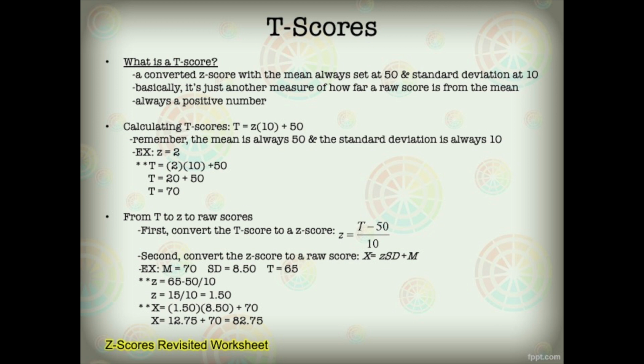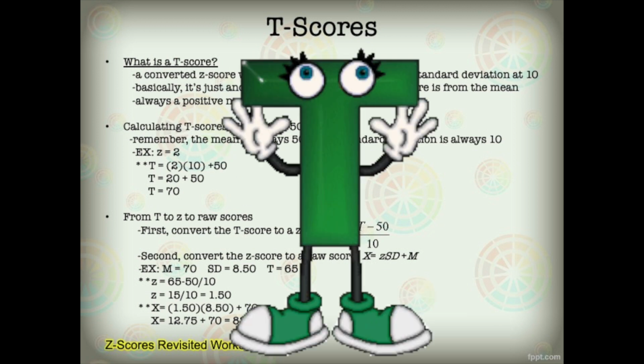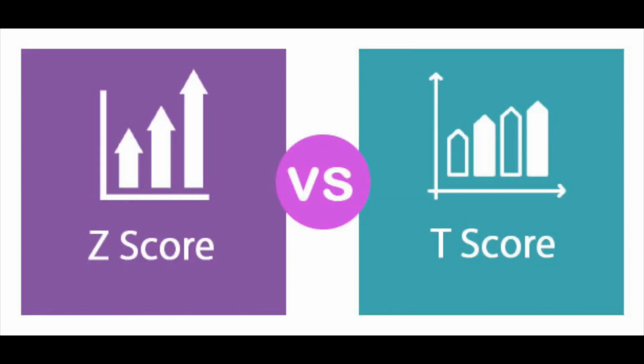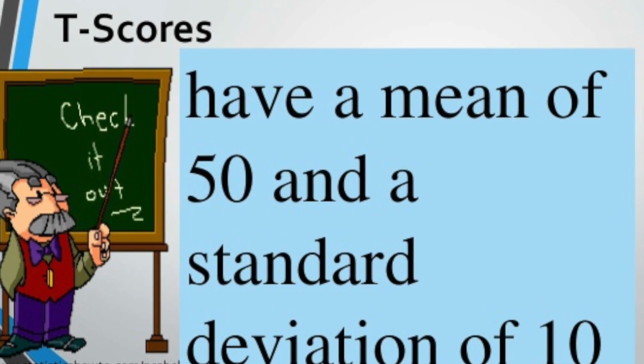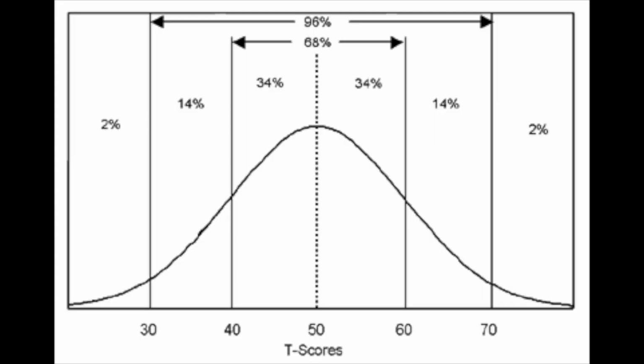Okay, so another raw score transformation is called a t-score. And a t-score is a converted z-score, but the mean is always set at 50 and the standard deviation is always set at 10. So it's a standardized curve, and basically it's just another measure of how far a raw score is from the mean. However, it's always a positive number, and that's the thing about t-scores that people like.